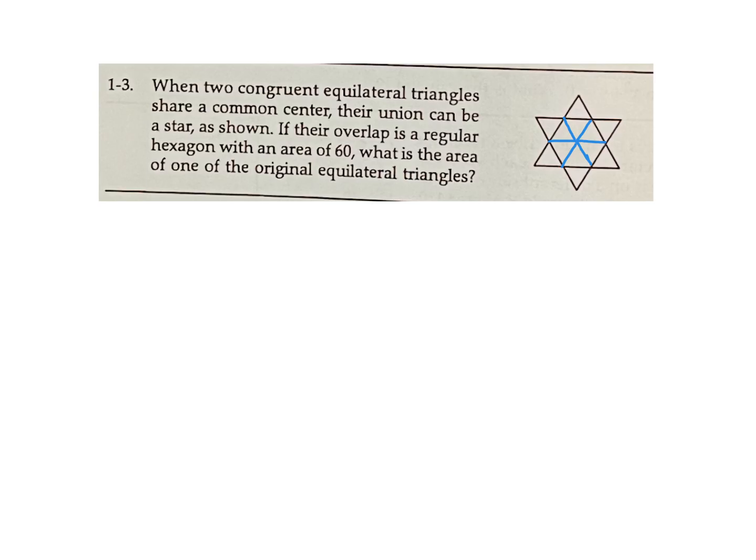So the hexagon, which is sort of, I guess, that shape in the middle, that consists of how many? 1, 2, 3, 4, 5, 6. So six triangles is the hexagon. And they're saying the hexagon has an area of 60. So each triangle has an area of 10. And therefore, what is the area of one of the original equilateral triangles?